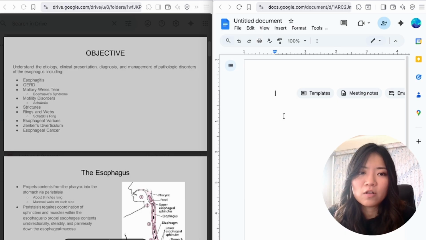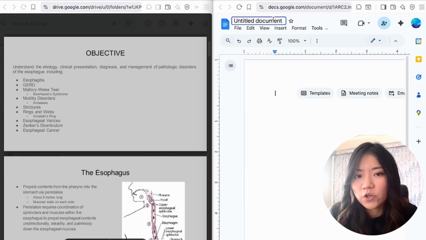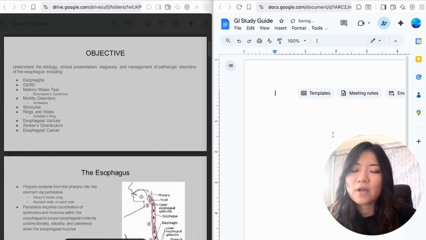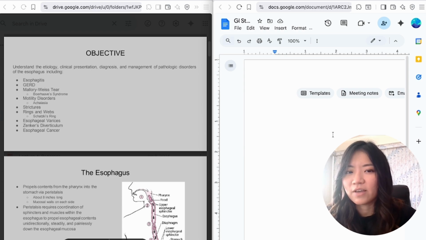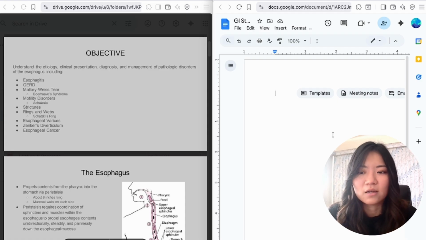So I did all of mine in Google Drive just because it was easier for sharing, but feel free to use whichever one is better for you. The whole thing would end up being the GI study guide, so I'm just going to write GI study guide, because everything else would be going in here, unless you wanted to make just one for the esophagus, one for the stomach. But I think having one entire module's information on one study guide is very helpful instead of trying to flip through, again, more documents.